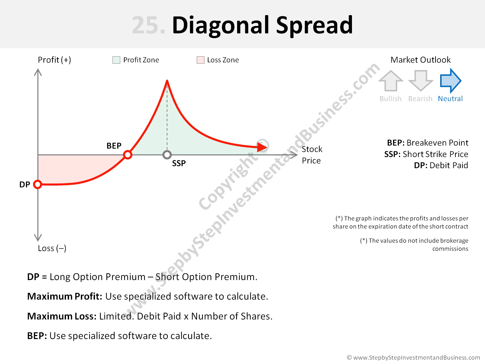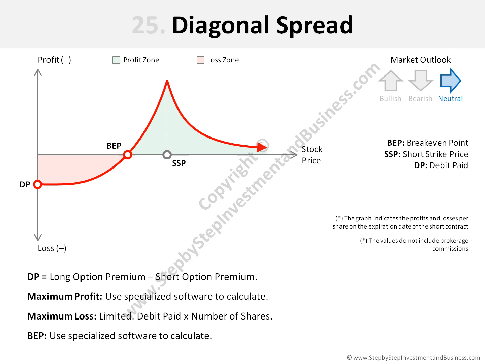The debit paid to initiate the position is given by the difference between the premium of the long option and the premium of the short option. That is, it is the difference between the premium paid and the premium received. As the short option has a closer expiration date, the premium received is lower than the premium we must pay for the long option. Remember that we are analyzing only the cases where the short option is covered by the long option. The maximum profit on this strategy must be calculated by using specialized software. Some brokers in particular offer tools for this kind of analysis.